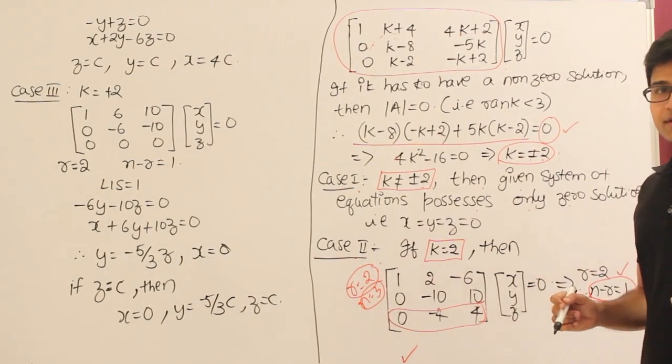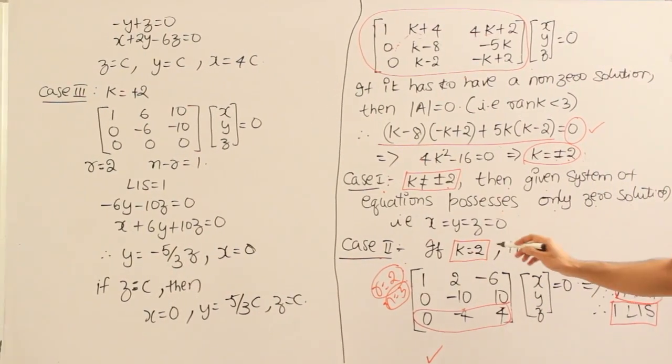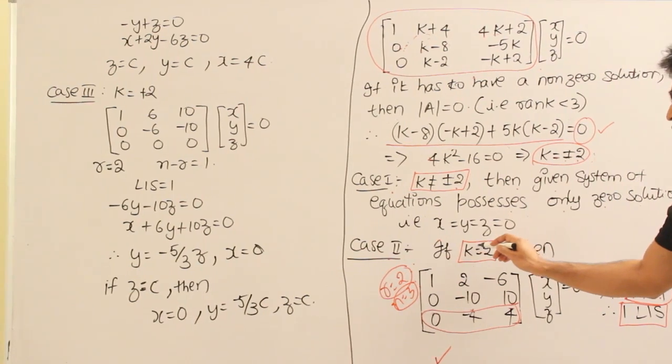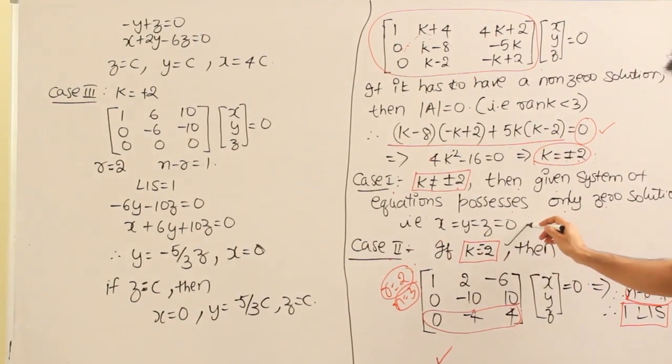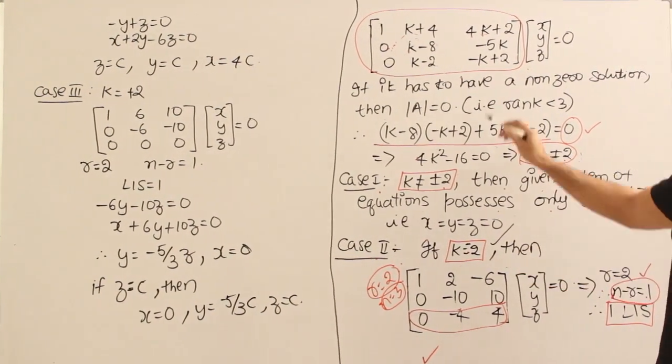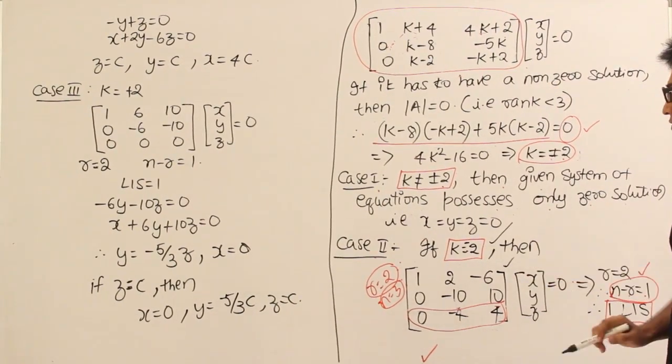Hey, in the earlier one, I made a small mistake. Here the k has to be minus 2. Okay, correct it. When k equal to minus 2, if you substitute k equal to minus 2, this is the equation we got.